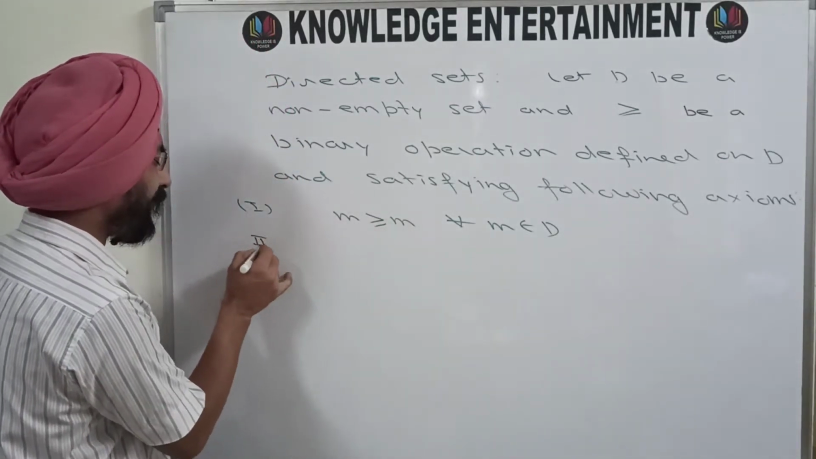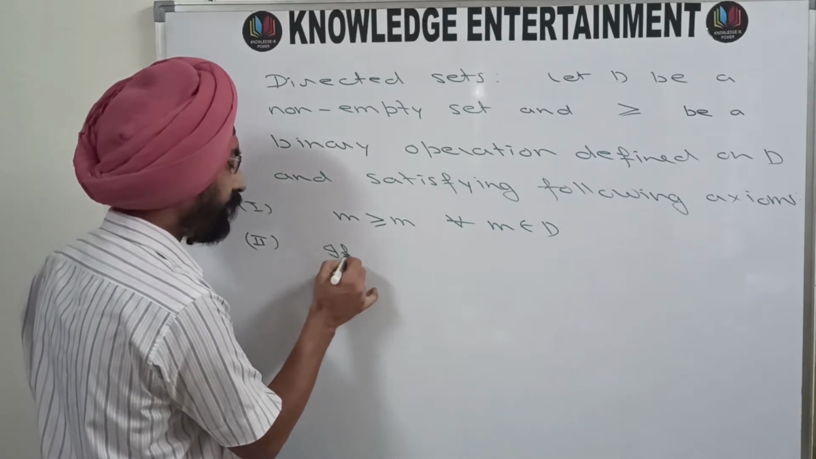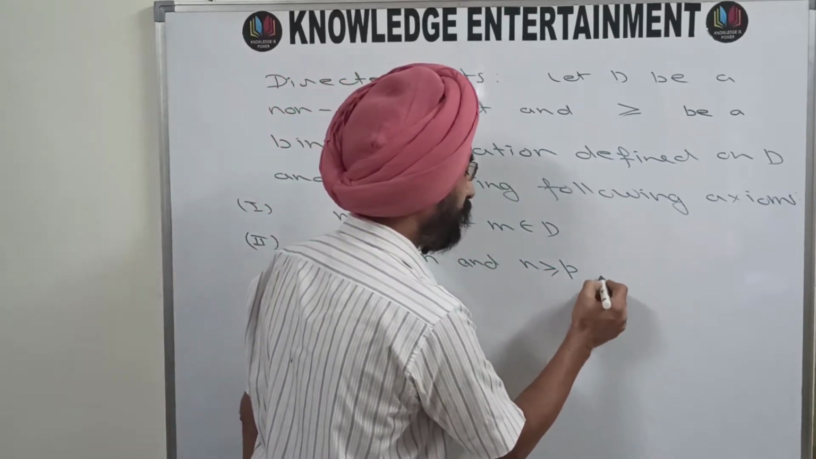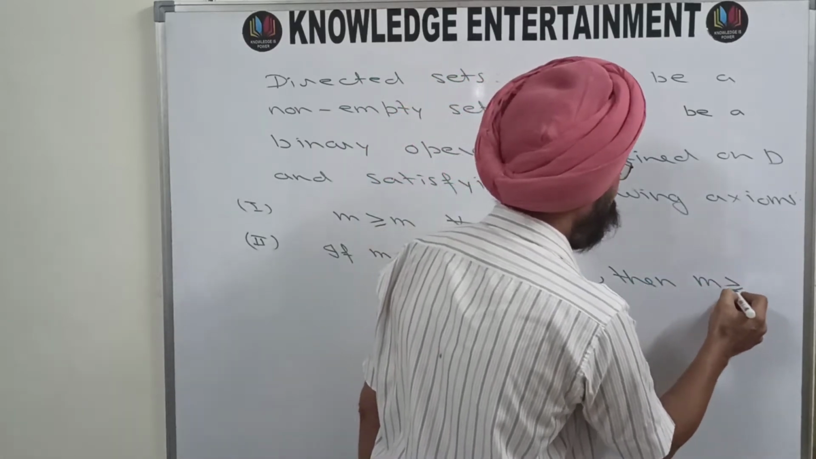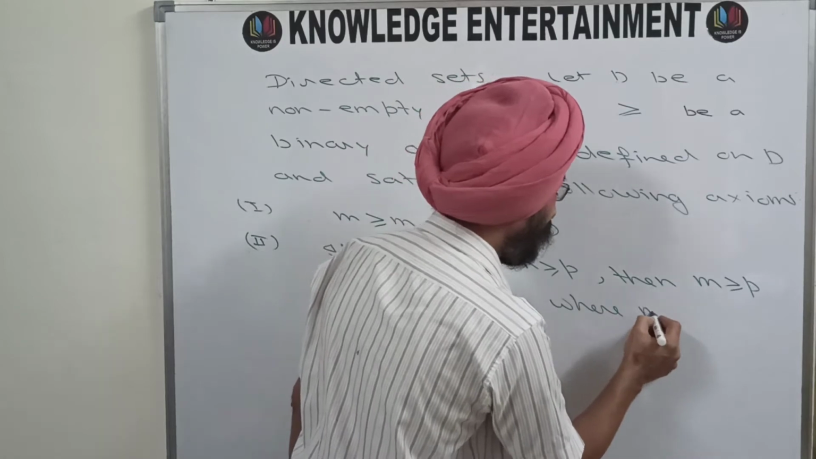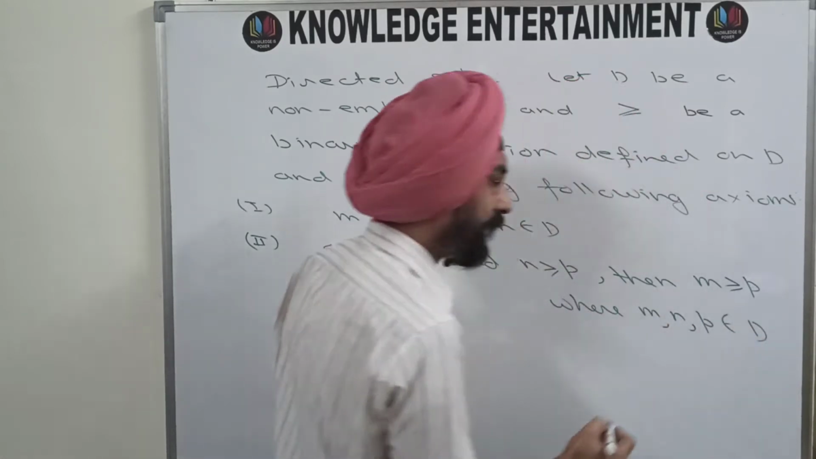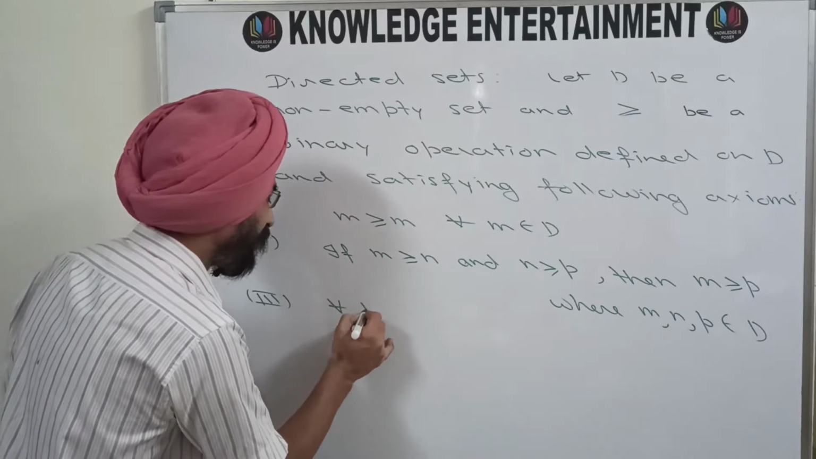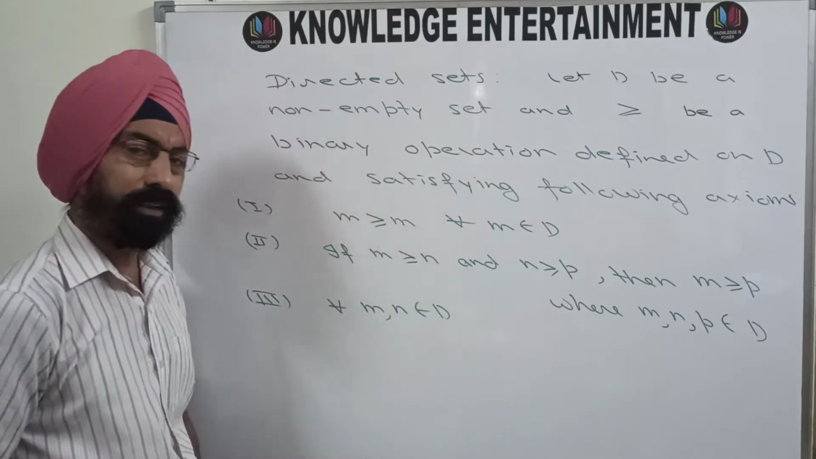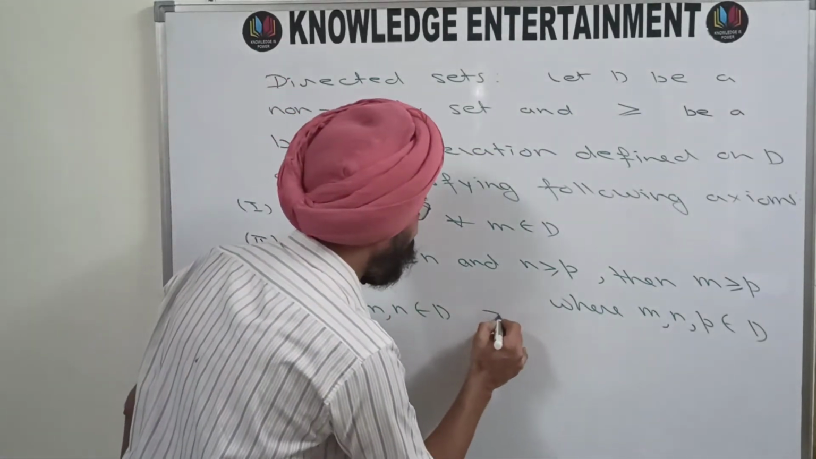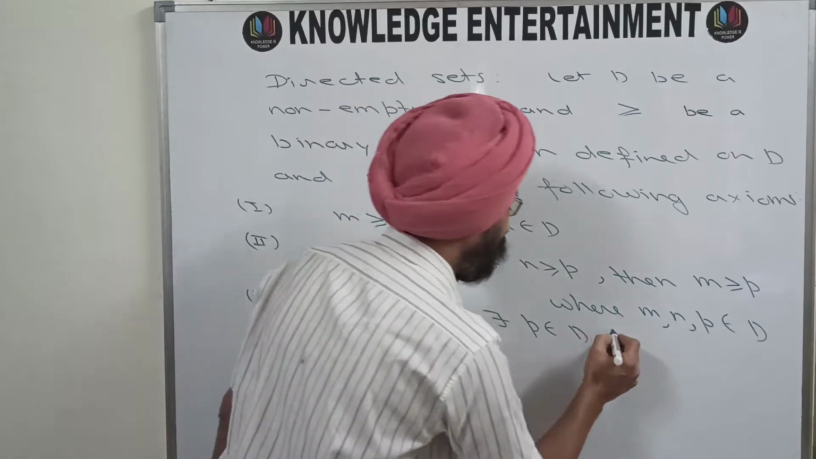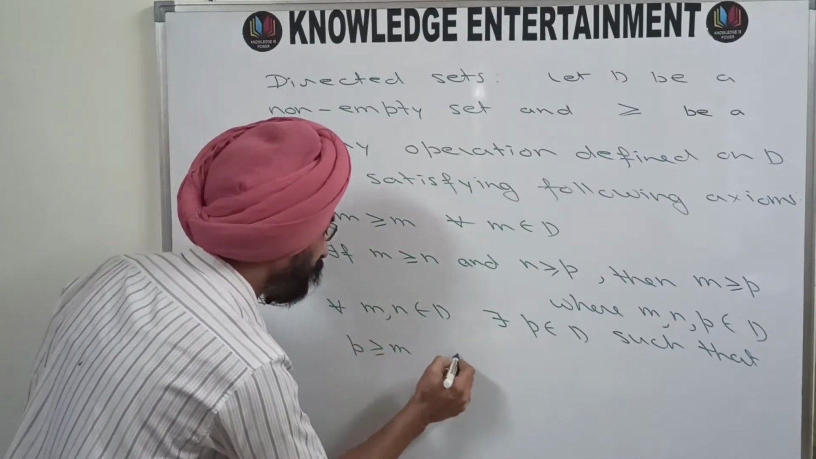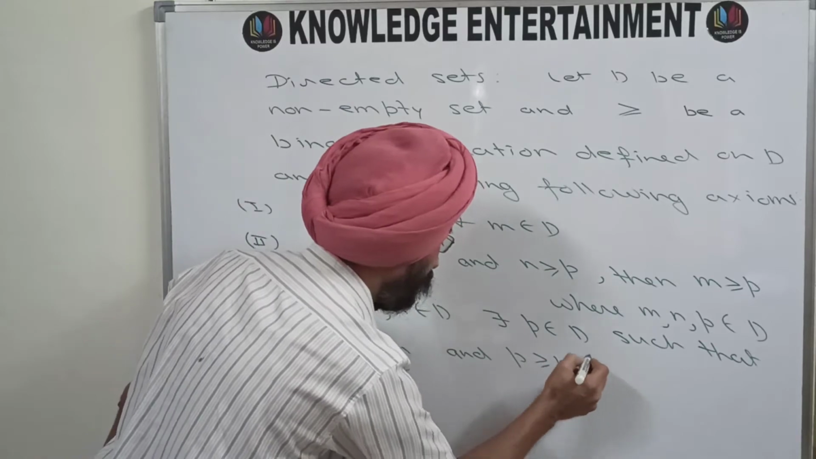The second axiom is that if M is greater than or equal to N and N is greater than or equal to P, then M is greater than or equal to P, where these M, N and P are members of the set D. Thirdly, the third axiom: for every M, N belonging to D, you take any two elements from the set D, there always exists a third element P from the set D such that P is greater than or equal to M and P is greater than or equal to N.